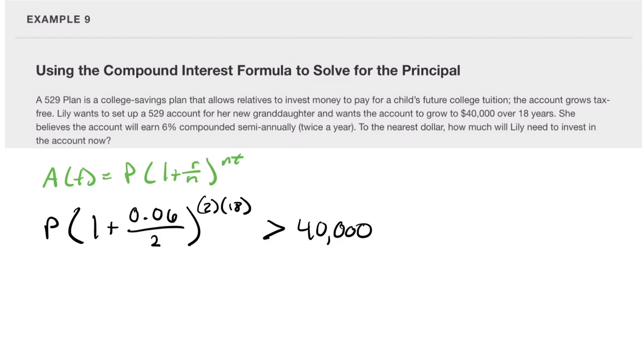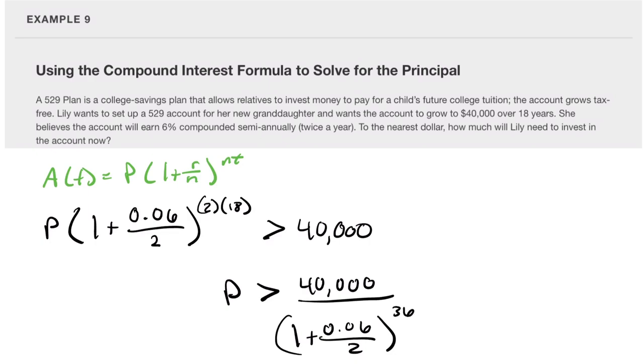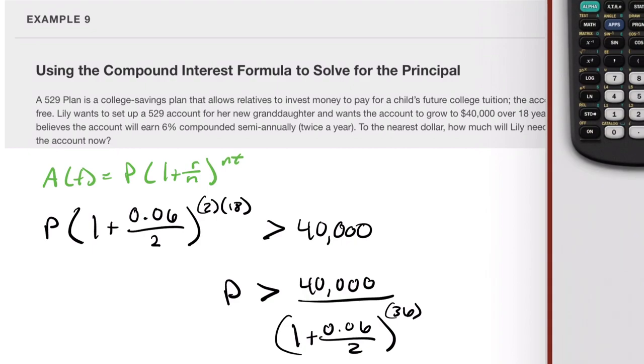Right. So now we just have P times some number. The number is not going to be negative. So then P needs to be greater than whatever 40,000 divided by that number is. All right, 40,000 divided by this number. So as long as P, what we deposit, is over whatever that number is, then in 18 years with this account, she should have over 40,000.